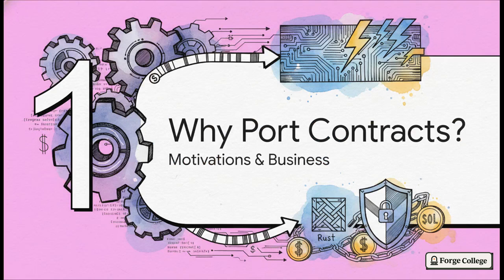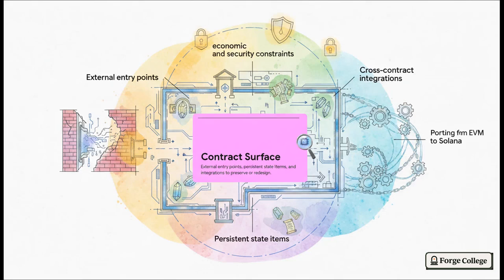Okay, Section 1, why port smart contracts? Let's talk about the real motivations driving this. Usually porting a working EVM project over to a native Solana implementation is driven by some pretty heavy business goals. You're after faster execution, dramatically lower fees, or maybe you just want to tap into a completely new liquidity ecosystem. But to actually pull that off, you can't just take Solidity logic and violently shove it into a Rust compiler. It doesn't work that way.